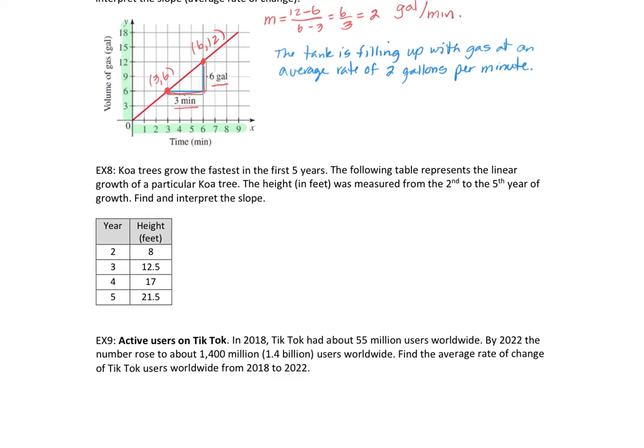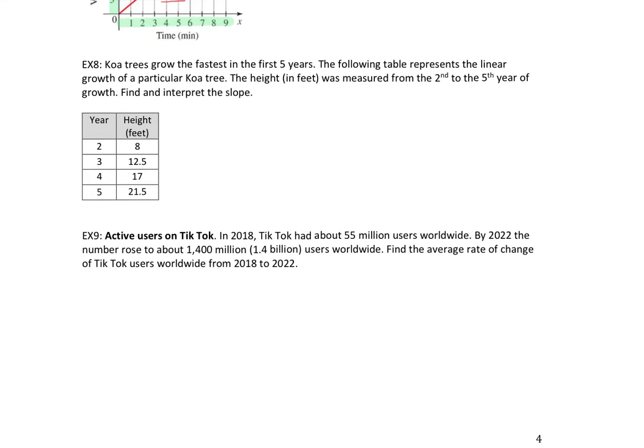Another way that we can see values is with a table, and we've seen tables before. In example A, koa trees grow the fastest in the first 5 years. The following table represents the linear growth of a particular koa tree. The height in feet was measured from the 2nd to the 5th year of growth. Find and interpret the slope. So notice that this says the table represents the linear growth of this particular tree, which means if I were to graph these points, it would be a line.